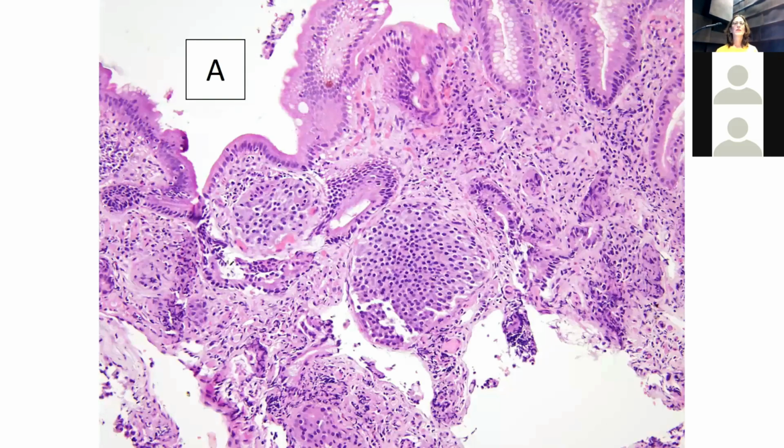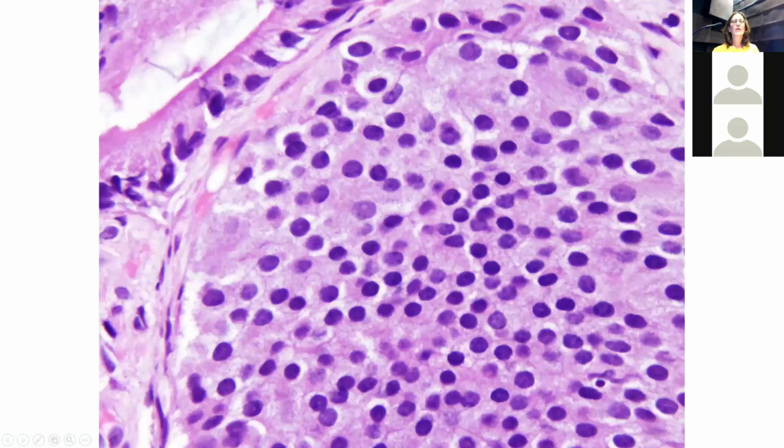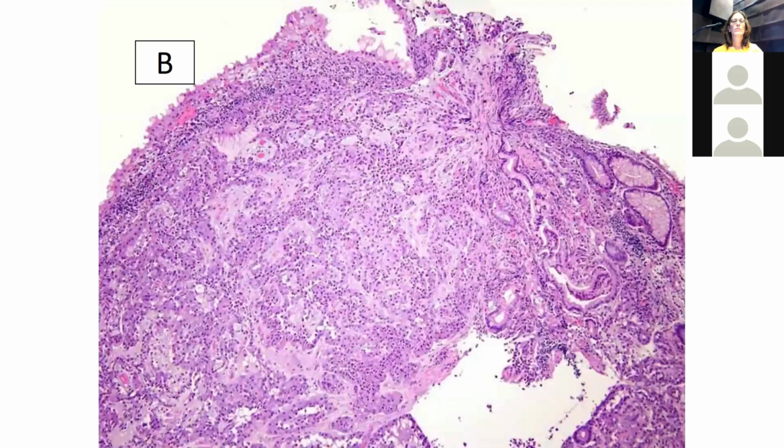All right, so here's A. We're in the duodenum. There's a little bit of gastric mucin cell metaplasia, and here's something that looks like a well-differentiated neuroendocrine tumor. Here it is at higher mag. And here is the stomach nodule.